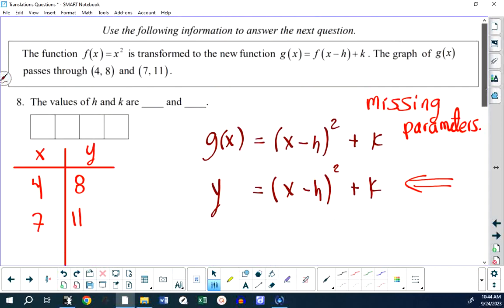h is equal to 5, k is equal to 7, so the answer to this question is 5, 7. And if you were to graph y equals x minus 5 quantity squared plus 7, you would discover that it passes through 4, 8 and 7, 11.